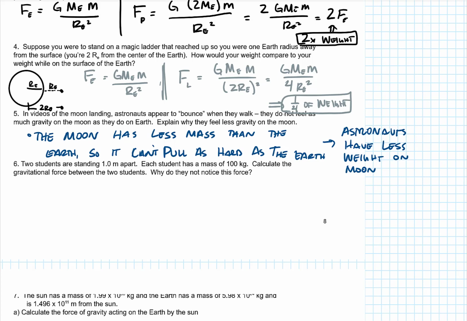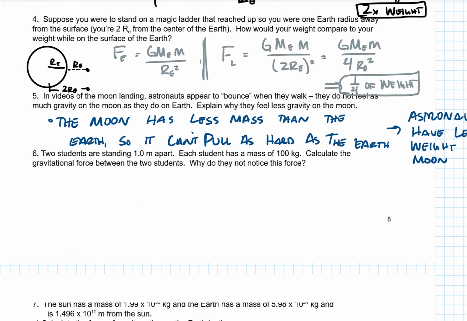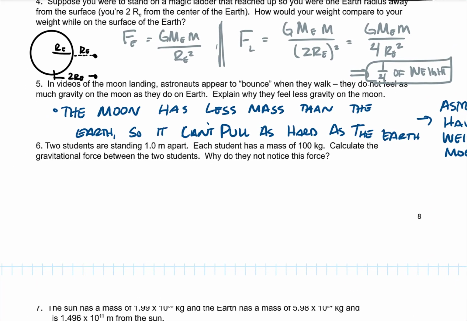All right, number 6. 2 students are standing 1 meter apart. Each student has a mass of 100 kilograms. Calculate the gravitational force between these students. And then why don't they notice this gravitational force?